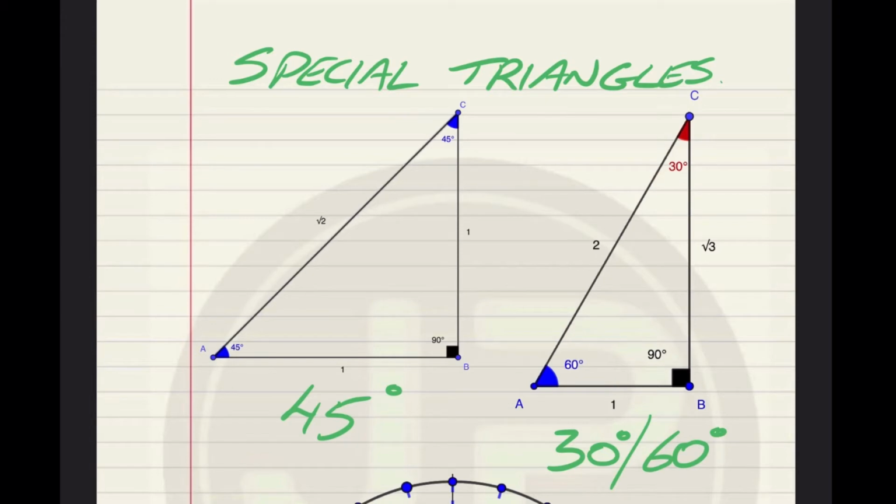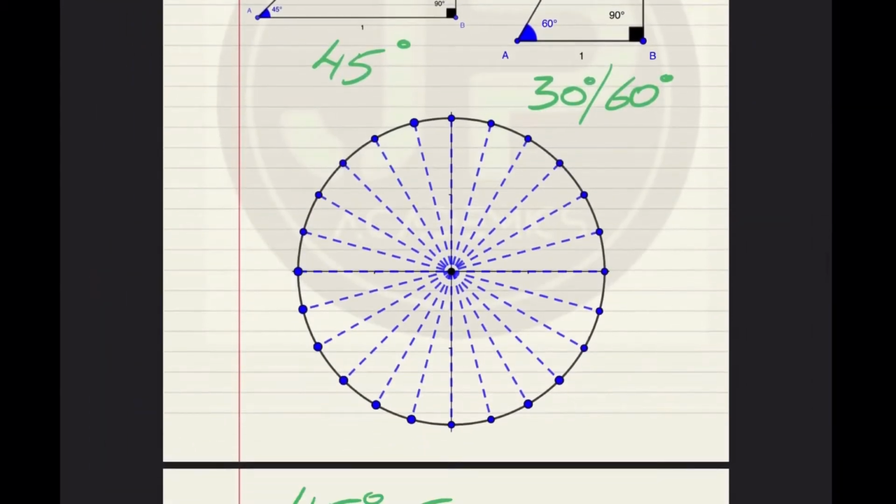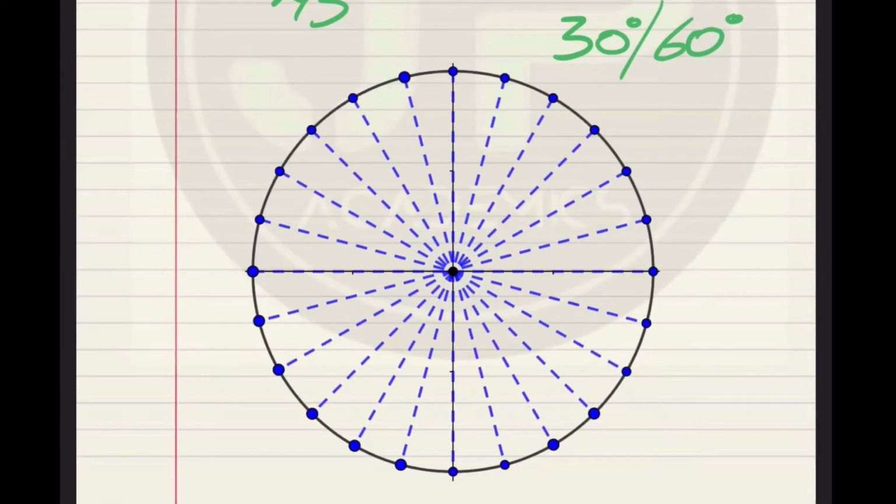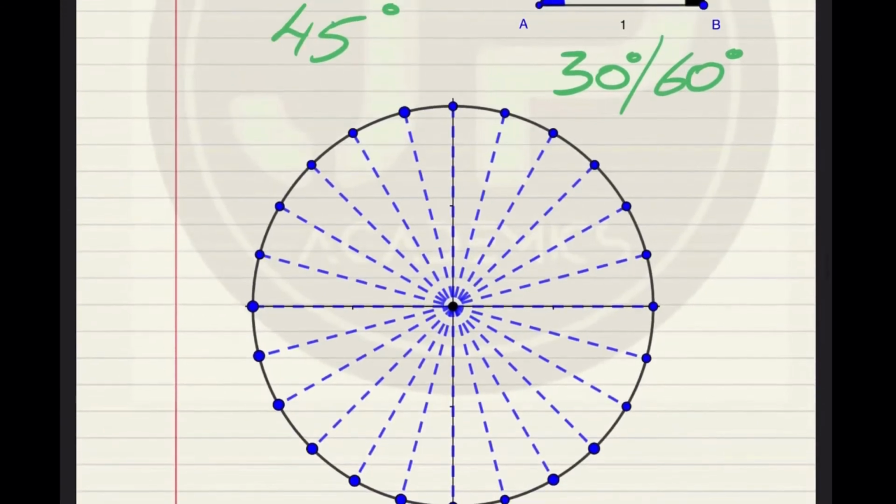Now these triangles are very special because, as you can see in this circle here, we can get to every single one of these angles by just using a combination of 45 degrees and 30-60 degrees. Just for example, this angle here is 15 degrees. We can get to 15 by taking 30 degrees away from 45. So that gets us our 15 degrees. This is 30 degrees, so obviously that's there. 45 degrees is there. The next one is 60 degrees, which is there. This one is your 75 degrees, which is a combination of 45 and 30. And obviously we have our 90 degrees at the top.